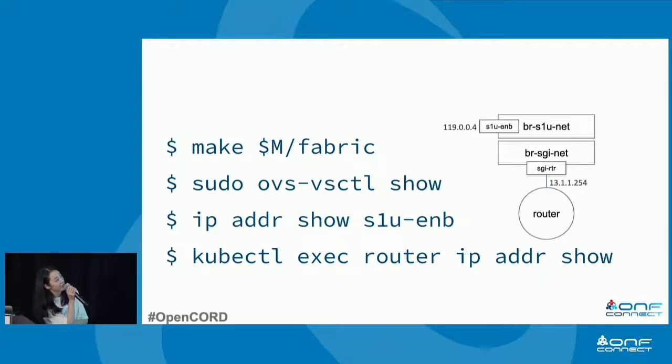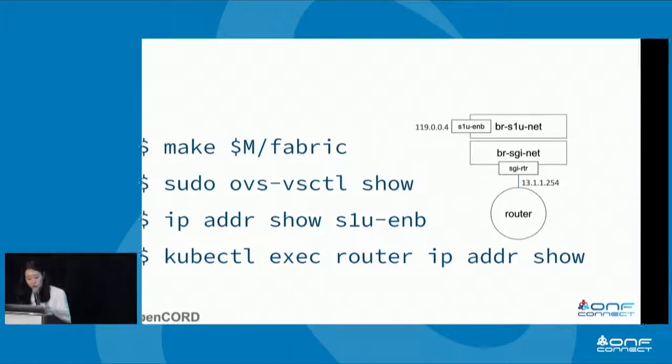When make fabric is finished, you will see OVS bridges are created. You can check with this command, ovs-vsctl show, and there should be two bridges, and then one interface on S1-U with the name of S1U eNodeB. And there should be another pod named router, and the router has that interface. I will show you.